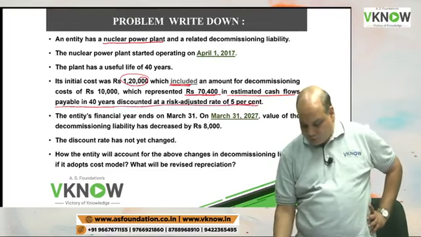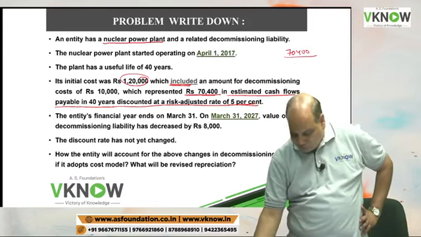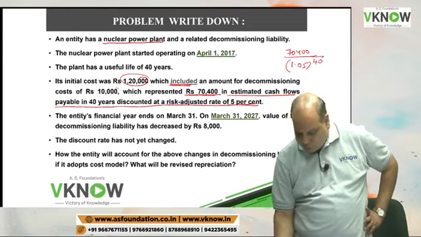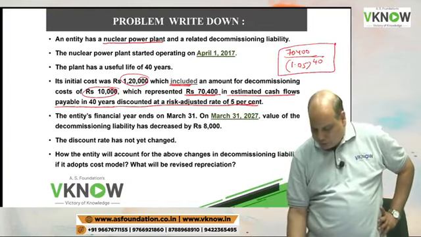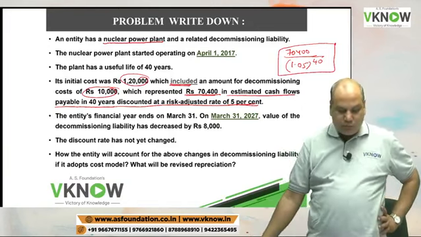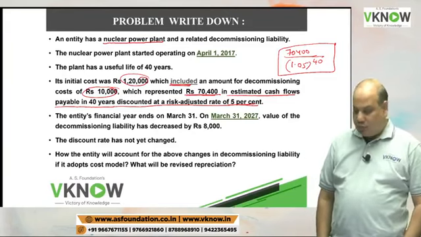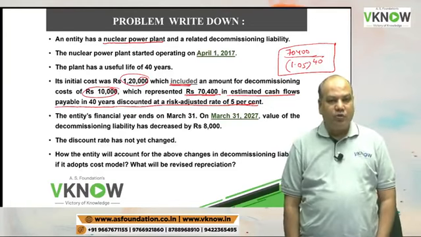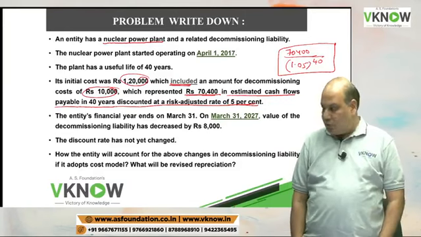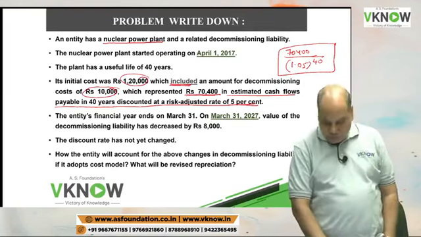So the discount rate is 5%. If you calculate present value, you will get approximately 10,000. You can try later. Next line, the entity's financial year ends on March 31st.